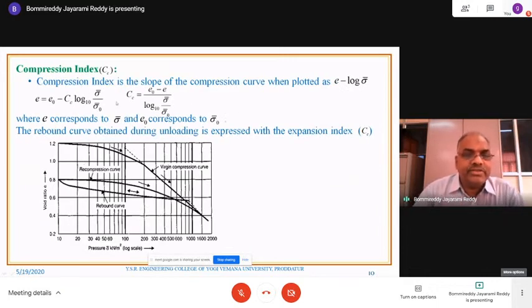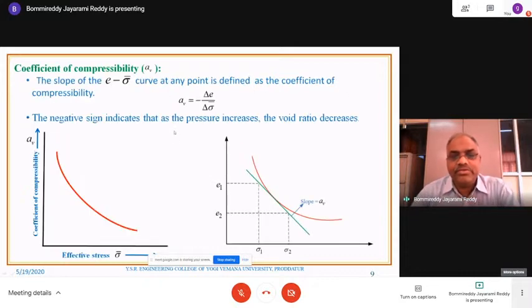Next, the compression index, Cc. The compression index is the slope of the compression curve. When a load is applied on a soil mass, compression naturally takes place, and the compression curve is plotted between e and log sigma. In the previous case, AV is delta e by delta sigma, and it is a curve, and at any point we can draw the tangent. At that point, the slope is AV.